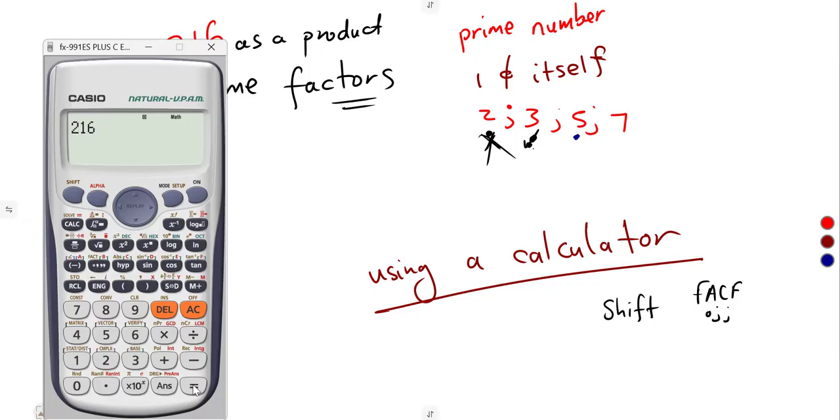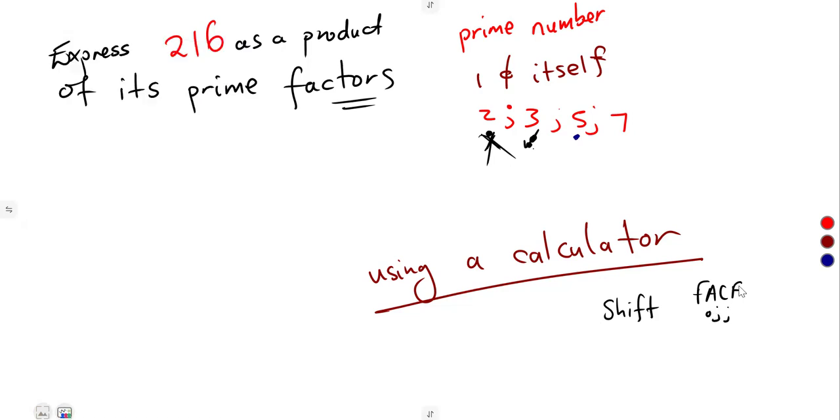216 is equal to, you press equal to, all right? First, you write your number, then press equal to, all right? So you must see it here. 216, all right? Then after that, you press shift, then fact.